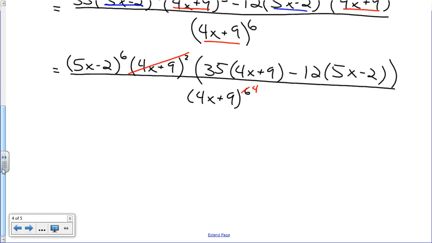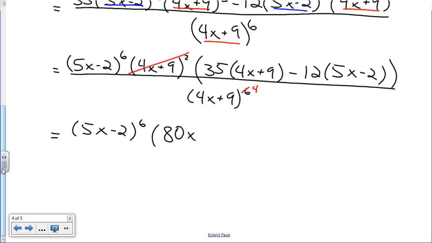I can even rewrite that just slightly here. So let's do that last step here. So we've got 5x minus 2 to the 6th. I canceled out the 4x plus 9's. So I'm just left with this right here. I've got 35 times 4, which is 140 times x. And I'm subtracting 12 times 5x, which is 60x. So we've got 140x minus the 60x. That sounds like we got 80x left. And then you've got 35 times 9, which is what, 255? No.